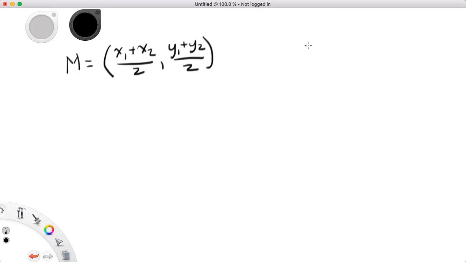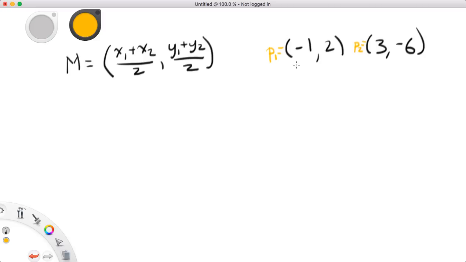So let's say with our first example, we want to find the midpoint P between the points -1 comma 2, and 3 comma -6. Okay? So the first thing I want to point out is we need to make sure that we know what our x1 and our x2 is. One of the things I like to do is say that this is P sub 1 and this is P sub 2. Okay? So point 1 and point 2.